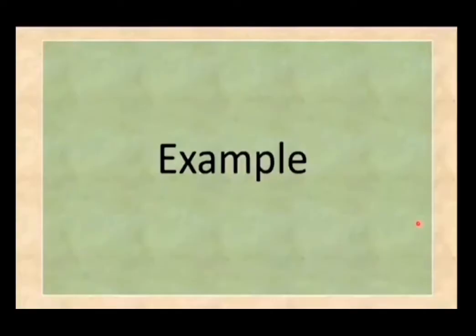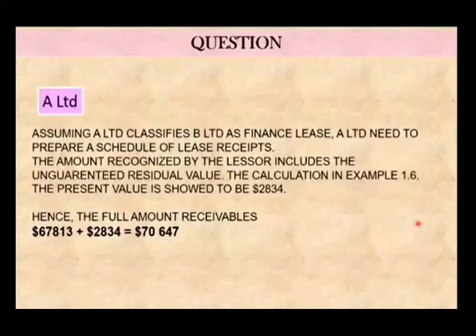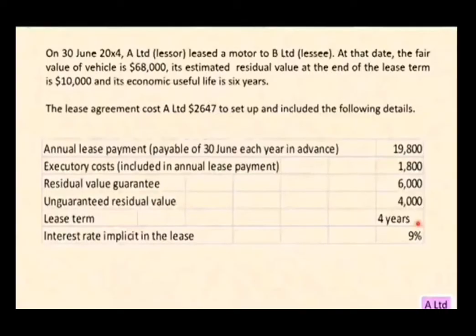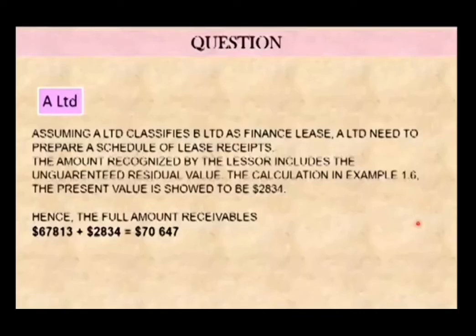Hello everyone, I'm Deborah and I will be explaining the example of accounting for lessor in financing lease. Let's take a look at the question. We will be referring to the same question Vicky referred us to, but Vicky talked about the lessee. We will be talking about the lessor, which means we are A limited. But there's an extension of the question. So this is the one, and let me read it.